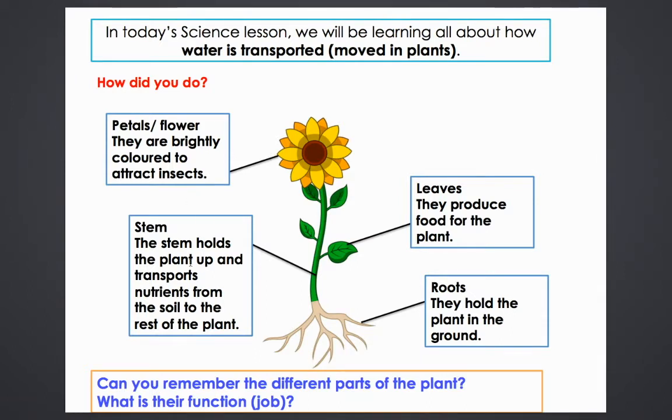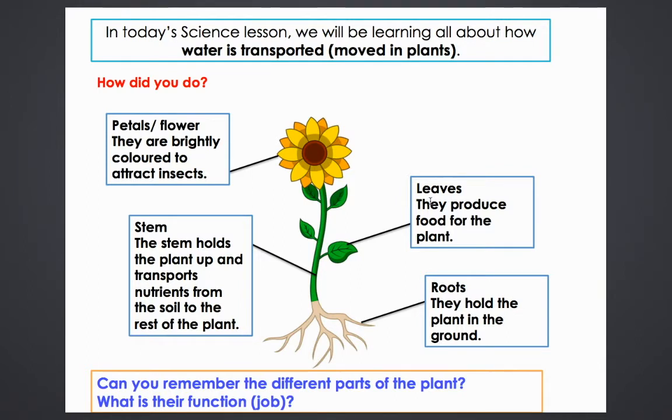Okay. The stem is a really important part of the plant, and it holds the plant up and it transports the water and the nutrients, the good parts in the soil, from the soil all the way up the stem to the leaves. Okay? Now the leaves, they are really important because they produce food for the plant.